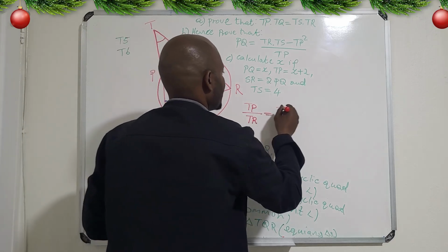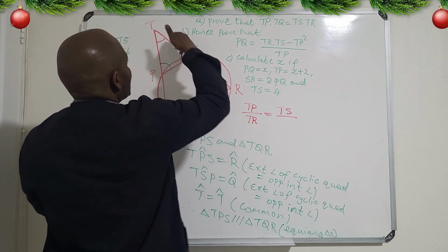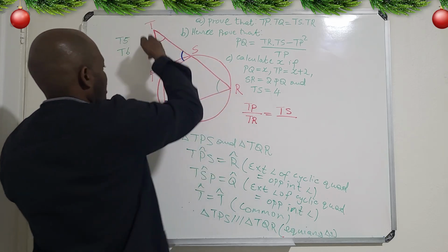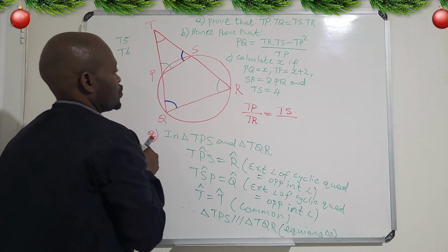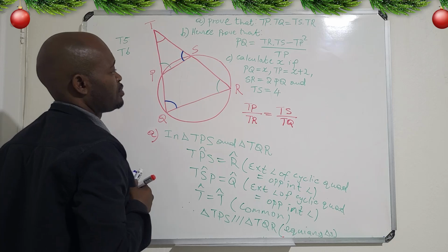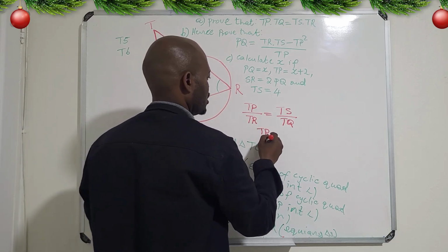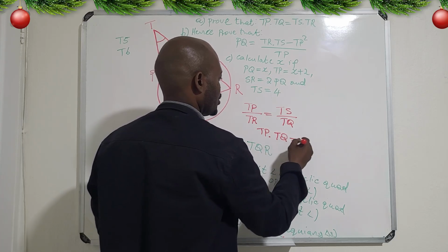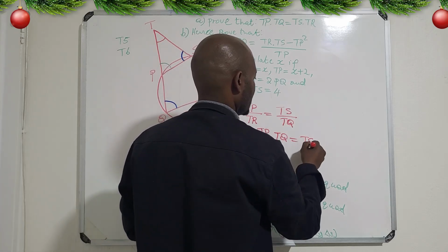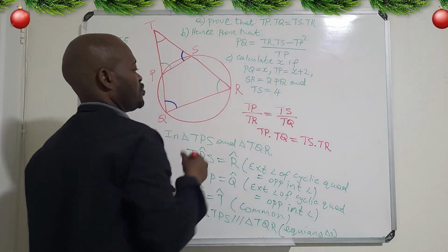Therefore, we're going to have TS over, obviously, TS is opposite that. So this angle here is opposite this side here, which is TQ. Now, we can cross multiply. This multiplied by this is TP, TQ, which equals this multiplied by that, which is TS times TR, which we have proved.